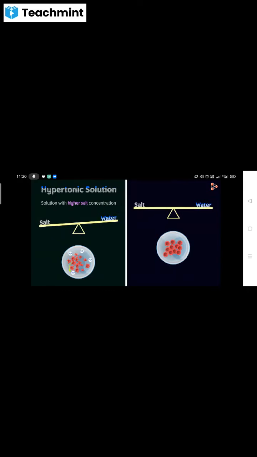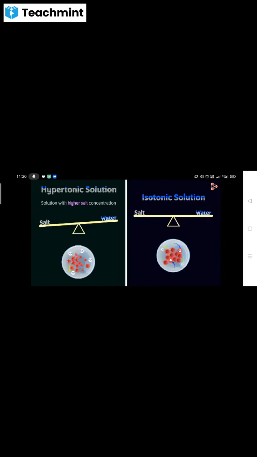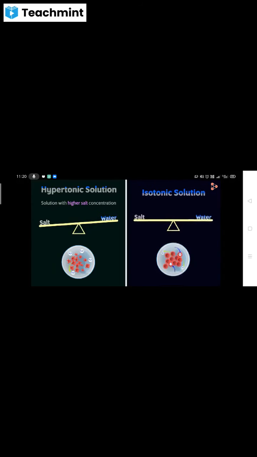Then in the second example, what is happening? The cell appears as it is. So here there is the water and salt solution, they will be balanced. So here the water movement outside and inside the cell is the same. That's why they are not affecting the cells. So here this type of solution is called an isotonic solution, where the concentration of water is the same outside and inside of the cells.